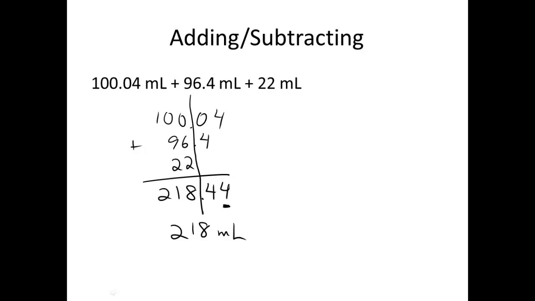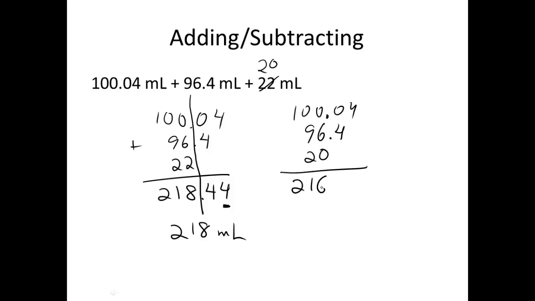And just to take it one step further, it might seem a little silly, but let's just say that this was 20 milliliters instead of 22. Okay, and we do the same process, except now we write a 20 there instead of 22. And so now we get 216.44 as our answer.